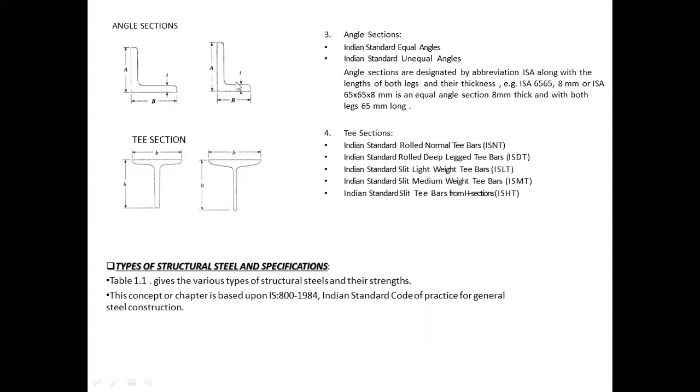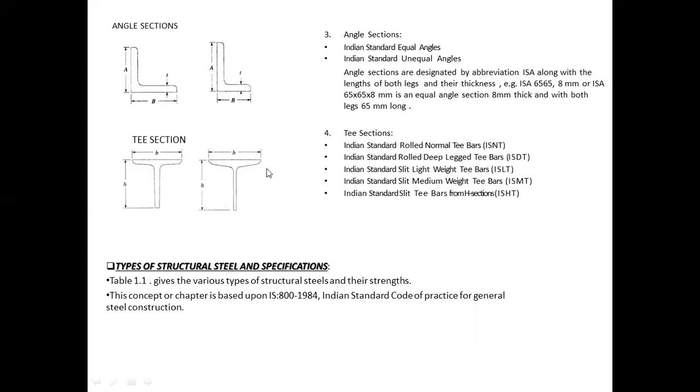Okay, Indian standard equal angle and Indian standard unequal angle, where A is equal to B, and here A is not equal to B. Okay, so they have given the designation in the format that angle section can be designated as ISA 65 by 65 by 8. So 65 and 65 denote the length of both legs, length of A, length of B, 65 by 65, and then 8 is the thickness of the leg.